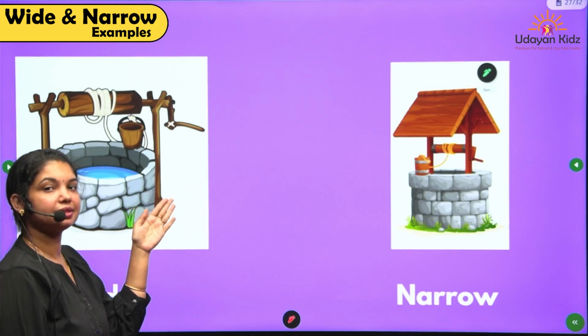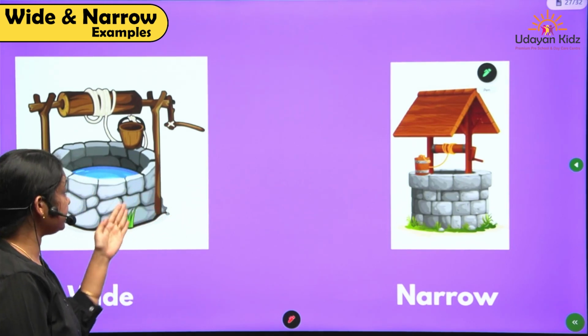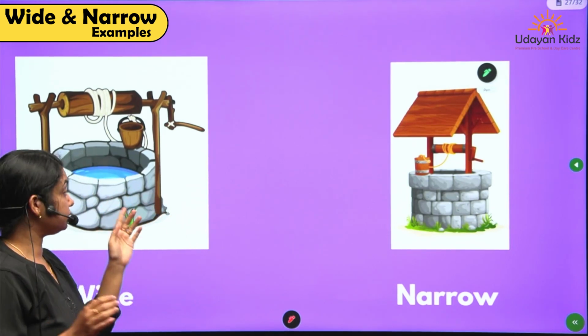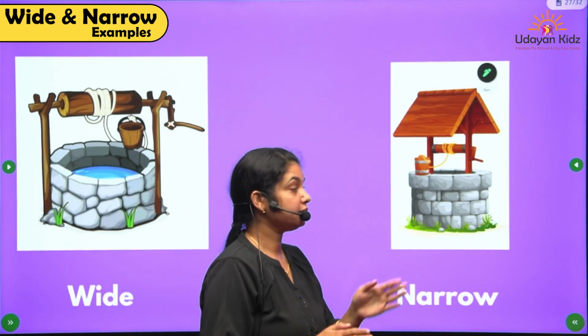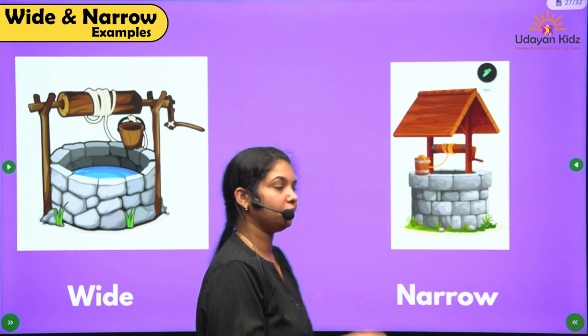What are these? These are wells. This well is wide. And this one is narrow.